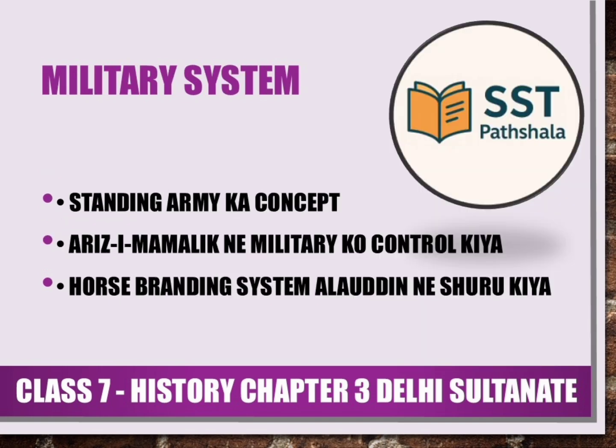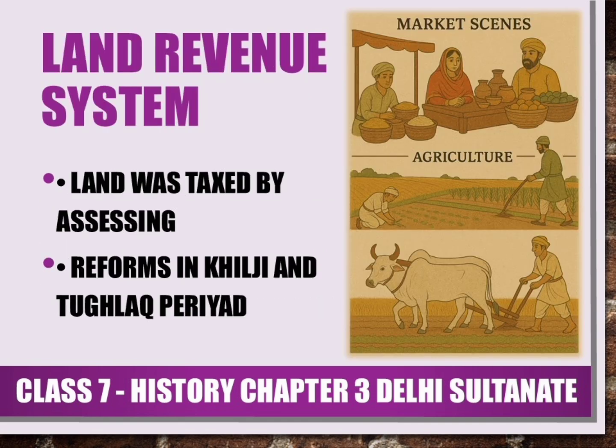The Delhi Sultanate maintained a large standing army. Alauddin Khilji introduced horse branding to ensure efficiency. The military was supervised by an officer called Ariz-i-Mamalik. The system ensured control and discipline. As for the land revenue system, the Sultan collected land revenue by measuring lands and fixing tax accordingly. Reforms in revenue assessment were initiated especially during the Khilji and Tughlaq periods.